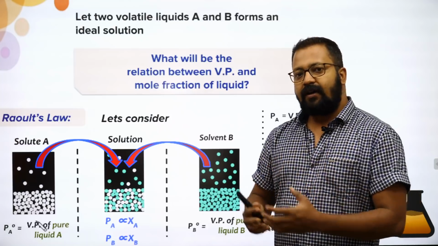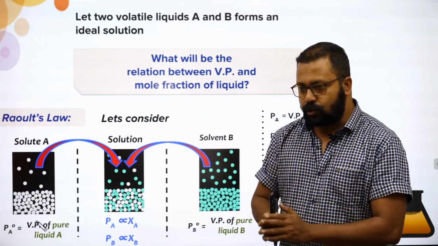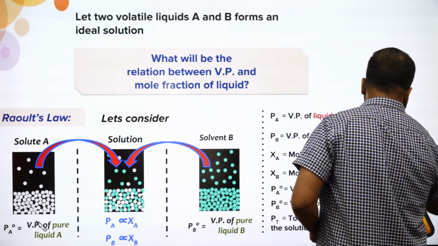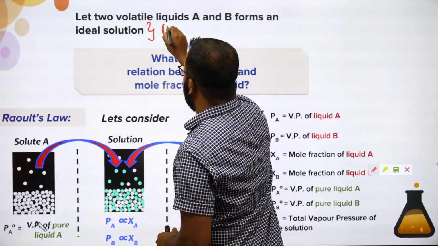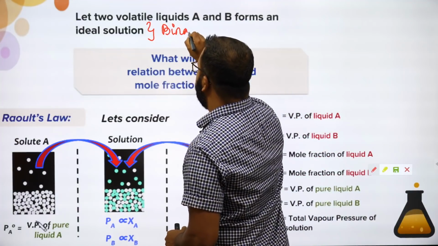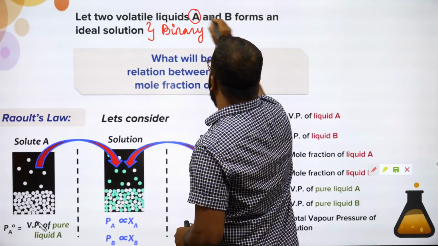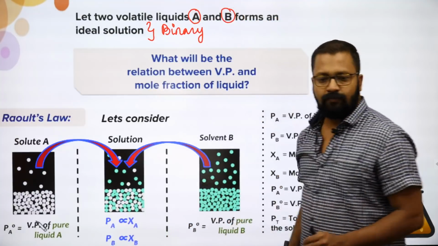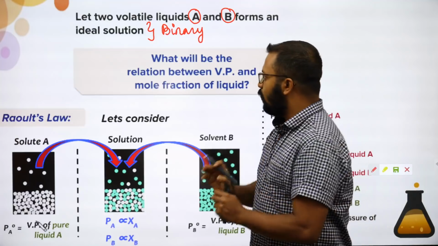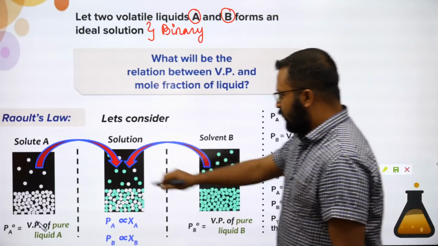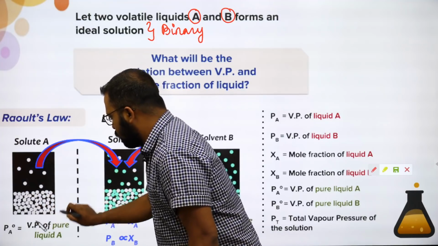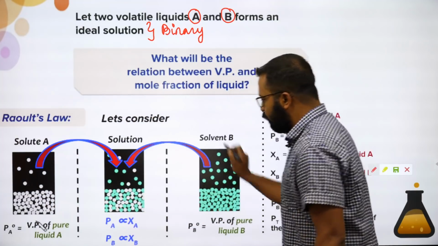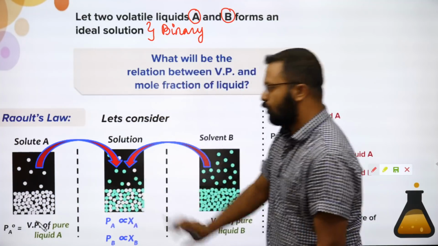So we are taking a binary solution. What kind of a solution are we taking? We are taking a binary solution. This ideal solution is binary. Why binary? Because there are two components. Now let's say this liquid and this liquid are mixed together to create a solution.